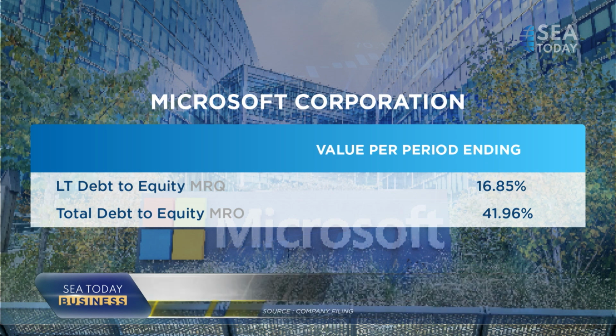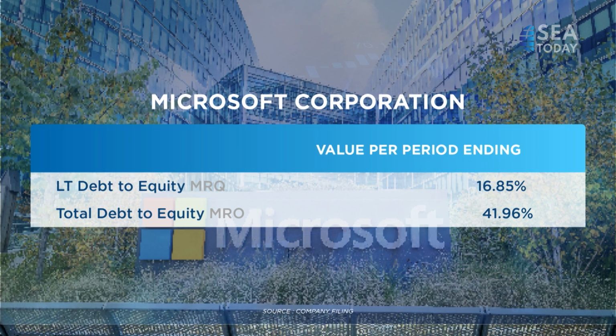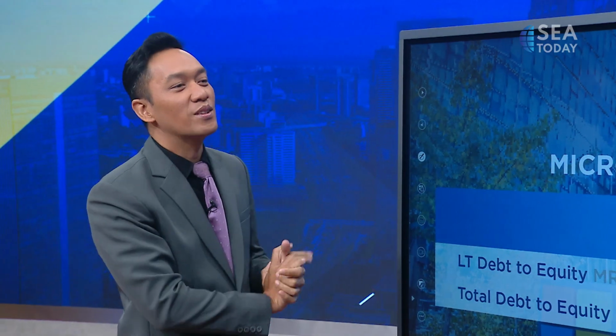All right, so before we continue, I just want to put a disclaimer out there. This is for information only. We're not saying anything on the debt to equity.